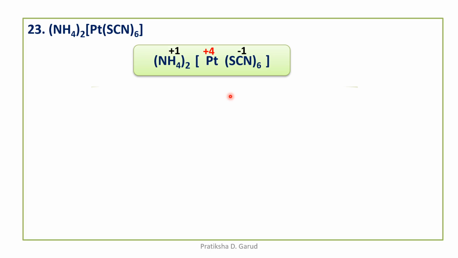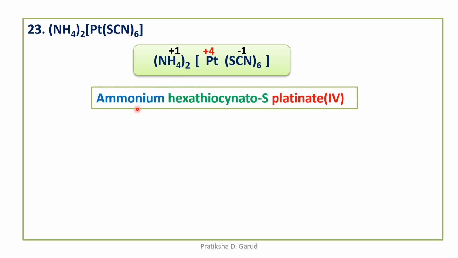Therefore for the name, first of all we have to write the name of the cation. The cation is ammonium, then the full name of the ligand, hexathiocyanato-S. Then in between these two we should keep a space. Then the metal with the ending ATE, that is platinate, with the oxidation number 4. So it is ammonium hexathiocyanato-S platinate(IV). Next one, again it is an anionic complex, NH4 in brackets, [Cr(NH3)2(CS4)].